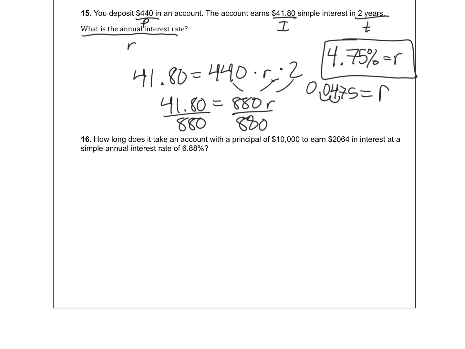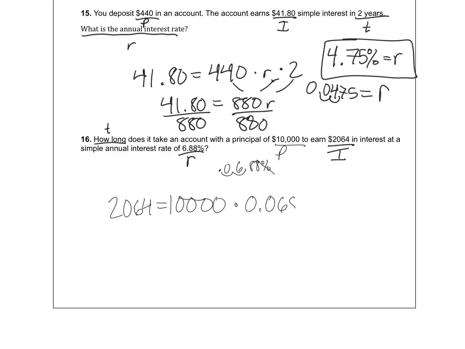16. How long does it take an account with a principal of 10,000 to earn $2,064 at a simple annual interest rate of 6.88%? That's my R. Okay, this time when it says how long, I know I'm missing T. I is equal to P times R as a decimal. Right, so here's my percent. Move my decimal over twice. 0.0688 times T.